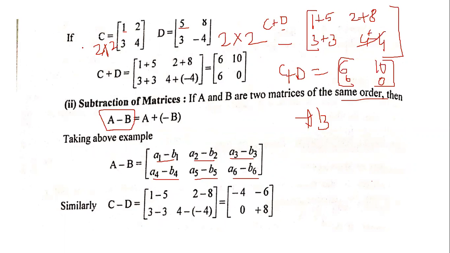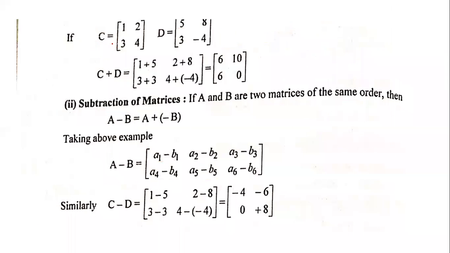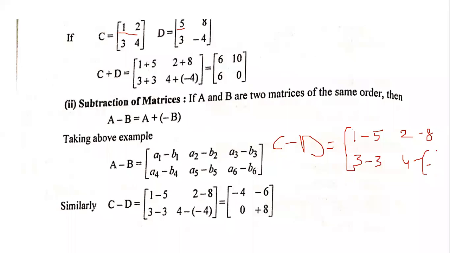Okay, now let us take this example, C and D. Let me erase this part. So C was 1, 2, 3, 4. D is 5, 8, 3 and minus 4. So C minus D is going to be 1 minus 5, then 2 minus 8, 3 minus 3, and then 4 minus of minus 4.